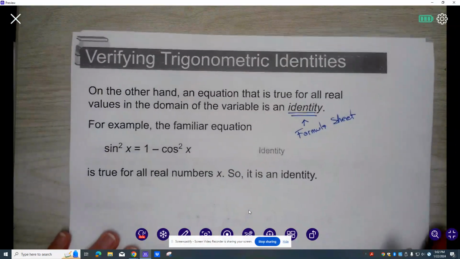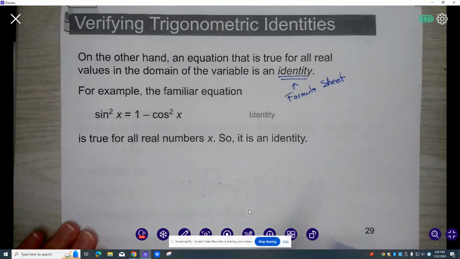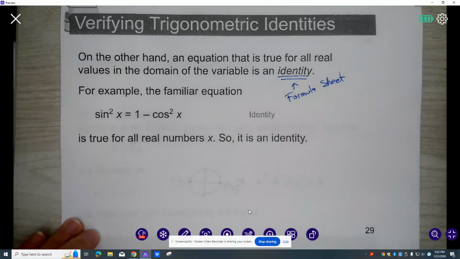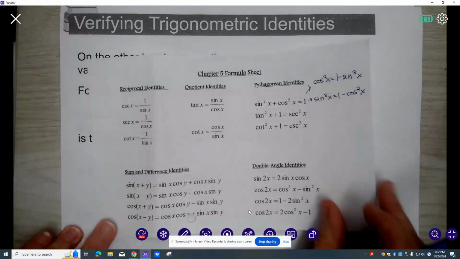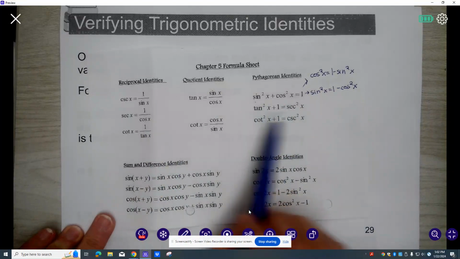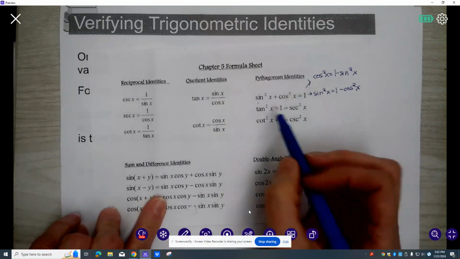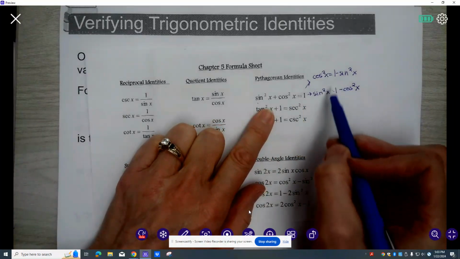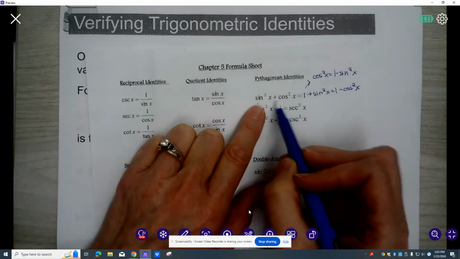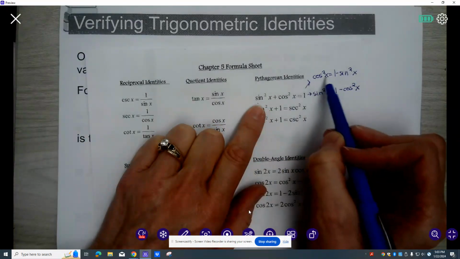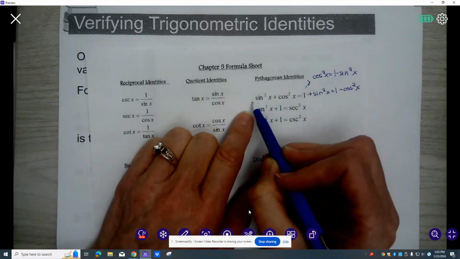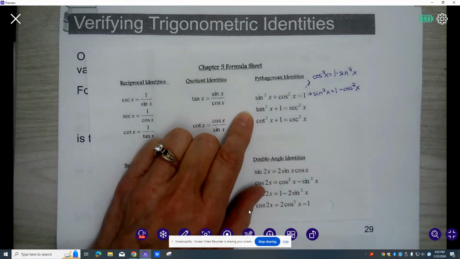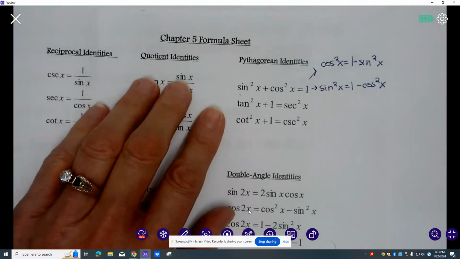Here's another kind of for example one. This says, on the other hand, an equation that is true for all real values of a domain is an identity. So again, they're saying the ones on this formula sheet are true for any value of x. So for any angle, the sine squared plus the cosine squared equals 1. And if you haven't rewritten these in their other forms, all I did here was say for this one, if I want to get cosine alone, I would minus the sine squared from both sides, and then I would get this. This is just another form of this identity.